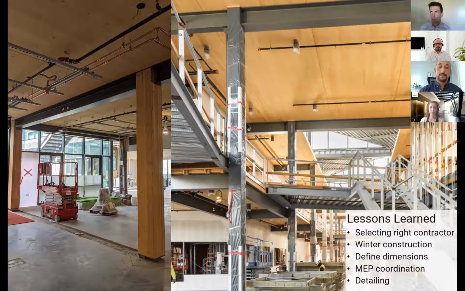The final lesson learned is the importance of detailing the connections between the different materials in the building. It's important to consider fabrication limits, how the contractor is actually going to put the building together, what different trades need to be coordinated on different segments, and then the tolerance of different materials.